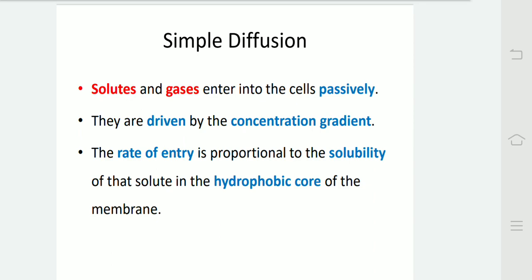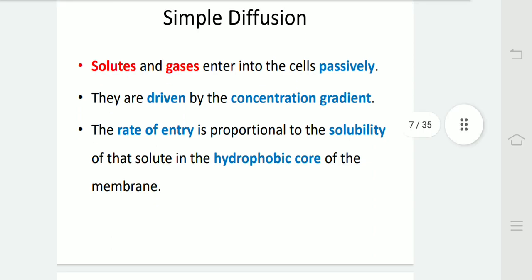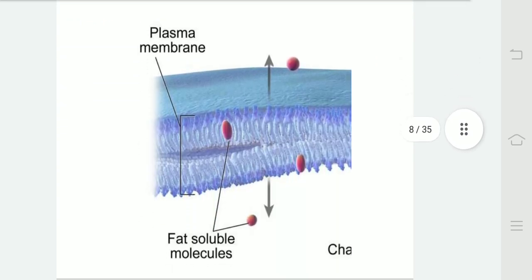Solutes and gases enter into the cells passively. They are driven by the concentration gradient. The rate of entry is proportional to the solubility of that solute in the hydrophobic core of the membrane. In this diagram, we can see that lipid soluble molecules are directly transferred across cell membrane.